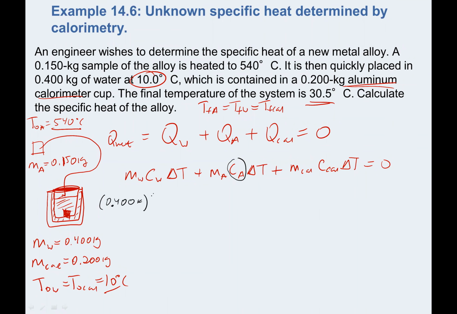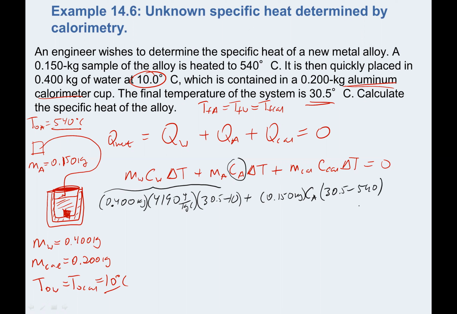Mass of alloy, 0.150 kilograms, times C alloy, which is something we don't have yet, times the temperature change, which is 30.5 minus 540. And then plus the mass of the calorimeter cup, which was 0.200 kilogram, times the specific heat of aluminum, which is 900 joules per kilogram Celsius, times the temperature change.